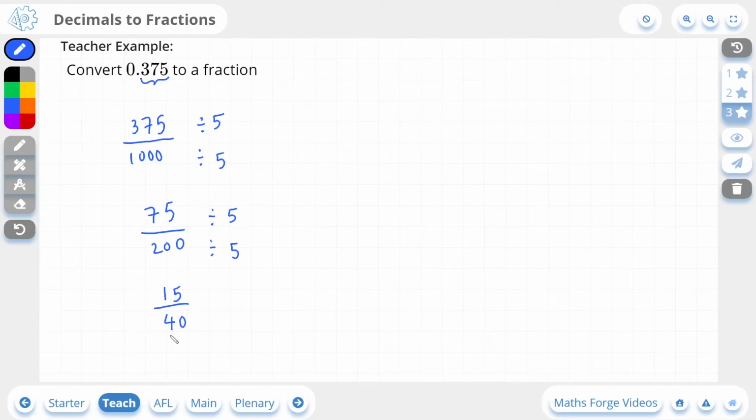And 15 over 40 can still be simplified further. So I'm going to go ahead and divide it by another 5. And the reason I keep dividing by 5s and not larger numbers is because I'm not 100% certain what number is going to divide into 375 and 1000. I can sit and think about it for a while, but that's going to take some time. Whereas here, I know that both of them are divisible by 5, so I'm just going to go ahead and do that. So 15 divided by 5 is going to give us 3, and 40 divided by 5 is going to give us 8. And this answer cannot be simplified further, so hopefully this should be our final answer in its simplest form. So if we check our answer, there it is.